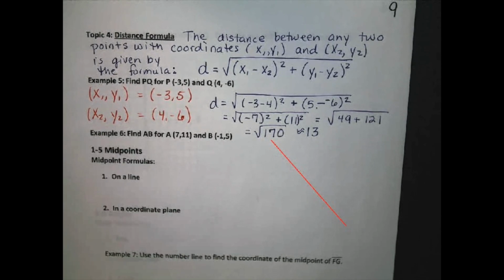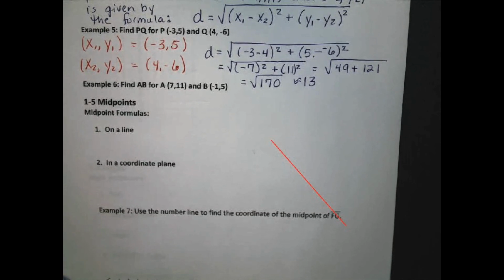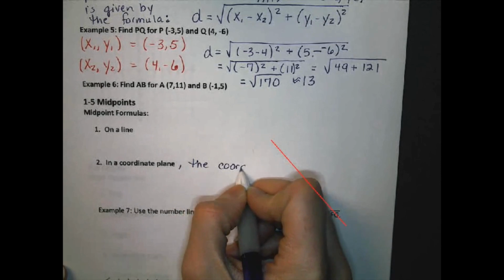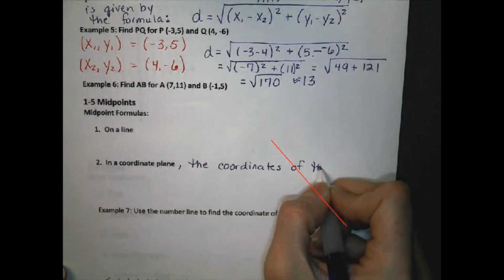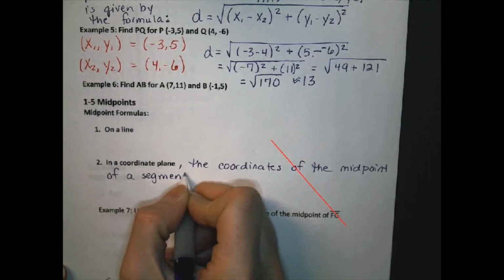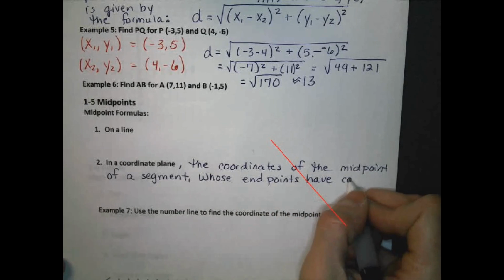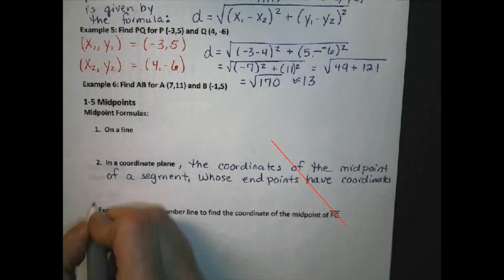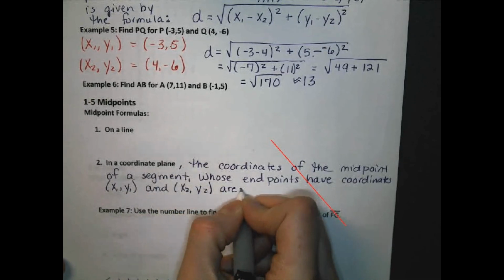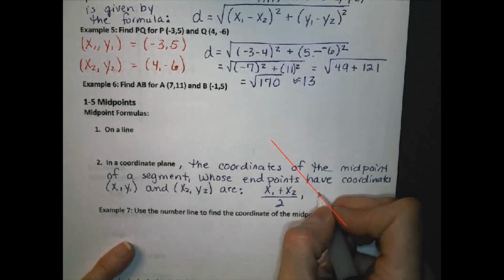On the coordinate plane, the coordinates of a midpoint of a segment whose endpoints have the coordinates x1, y1, and x2, y2 are x1 plus x2 divided by 2. That gives you your new x-coordinate, and the second coordinate will be y1 plus y2 divided by 2. This will give you the coordinates x and y of the midpoint.